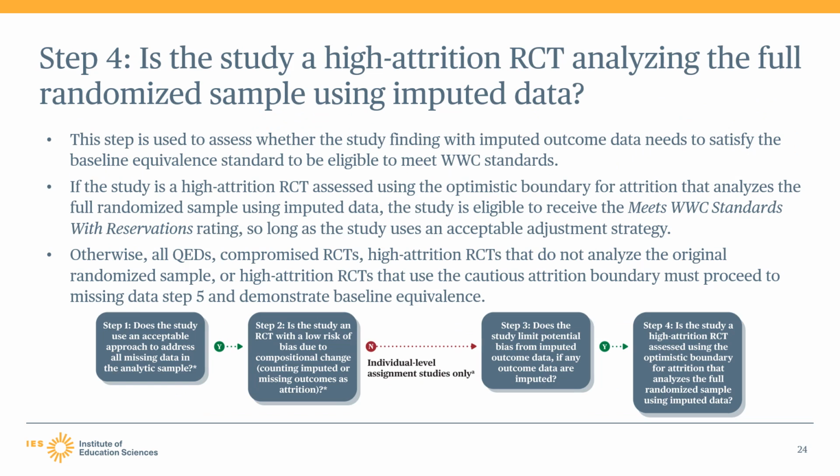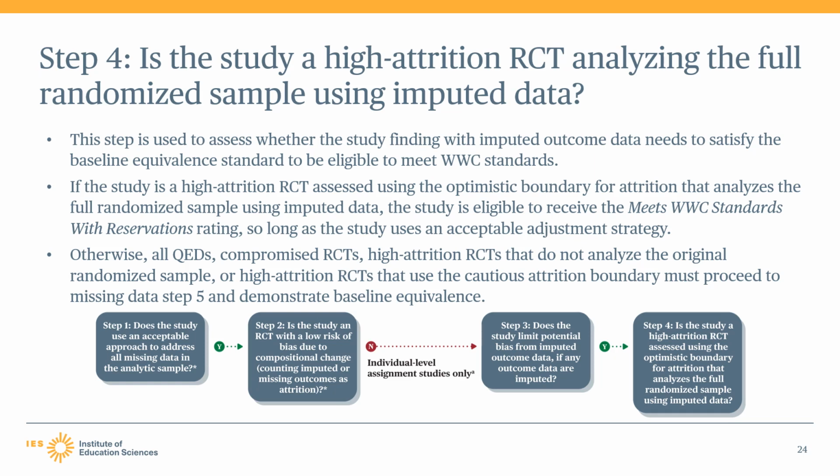For high attrition RCTs assessed under the optimistic boundary for attrition, if study authors impute outcome data for the full sample that was randomized to conditions and analyze those data, the study need not satisfy the baseline equivalence standard at Step 5 to be eligible to receive the research rating meets WWC standards without reservations. Imputing missing outcome data and analyzing the full randomized sample preserves the integrity of the original randomized groups.